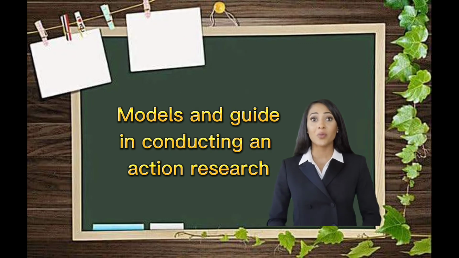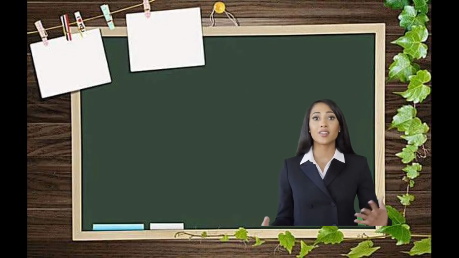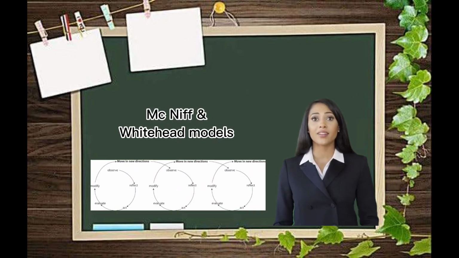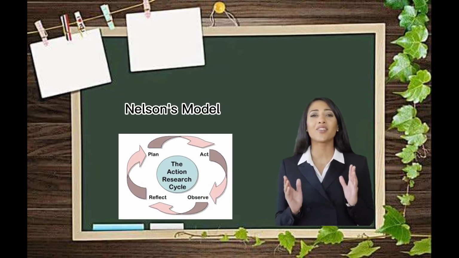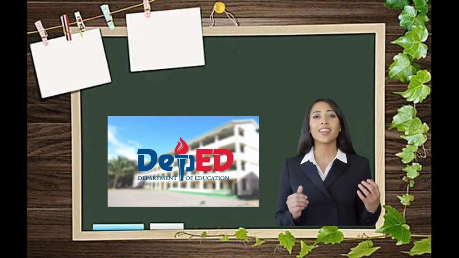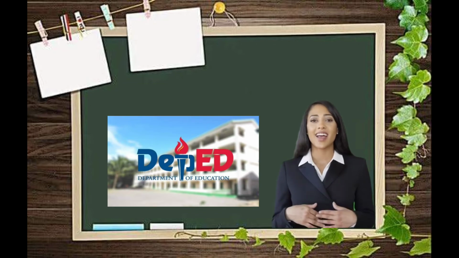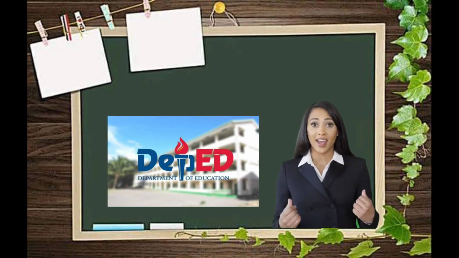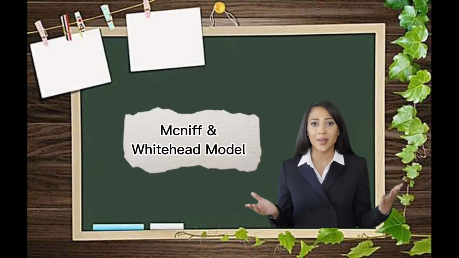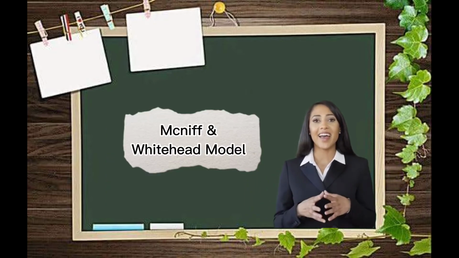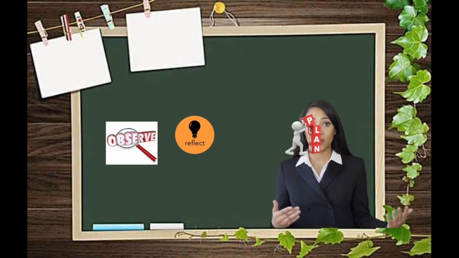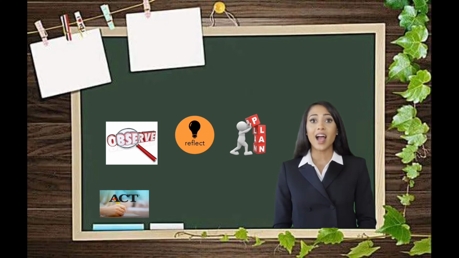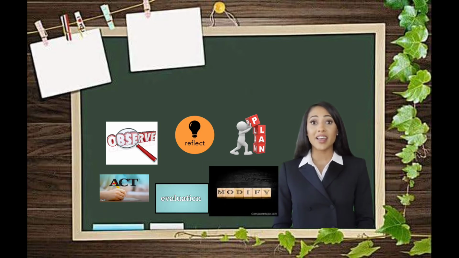Models and guides in conducting an action research. The McNiff and Whitehead 2006 adaptation, the Nelson 2014 model, and the Department of Education 2017 model are the models and guides in conducting an action research. In the McNiff and Whitehead model, there are 6 action research cycles which are observe, reflect, plan, act, evaluate, and modify.